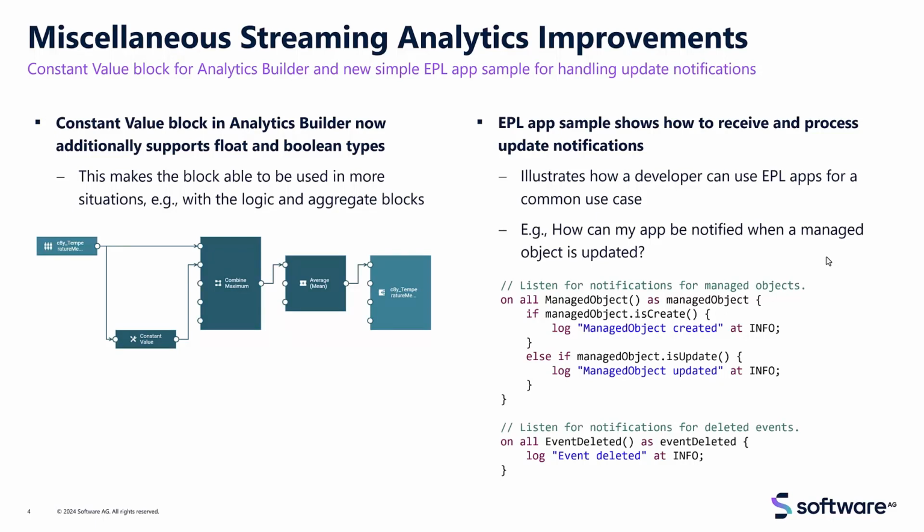If you're using EPL apps, then there's now a new sample, based on requests from many customers, that shows how to create an app that receives and processes update notifications. It's not many lines of EPL code, but it's a common request when people are getting started using EPL: how do I respond when my managed object, or my events or measurements, are received or updated. So that sample should help people get started very quickly.